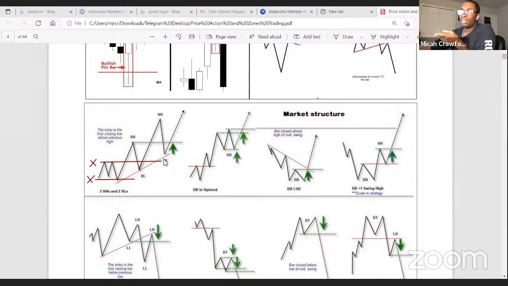Because that could be a wick too, right here. But you see how it came right back to the previous highs that was broken over here? Keep it simple.